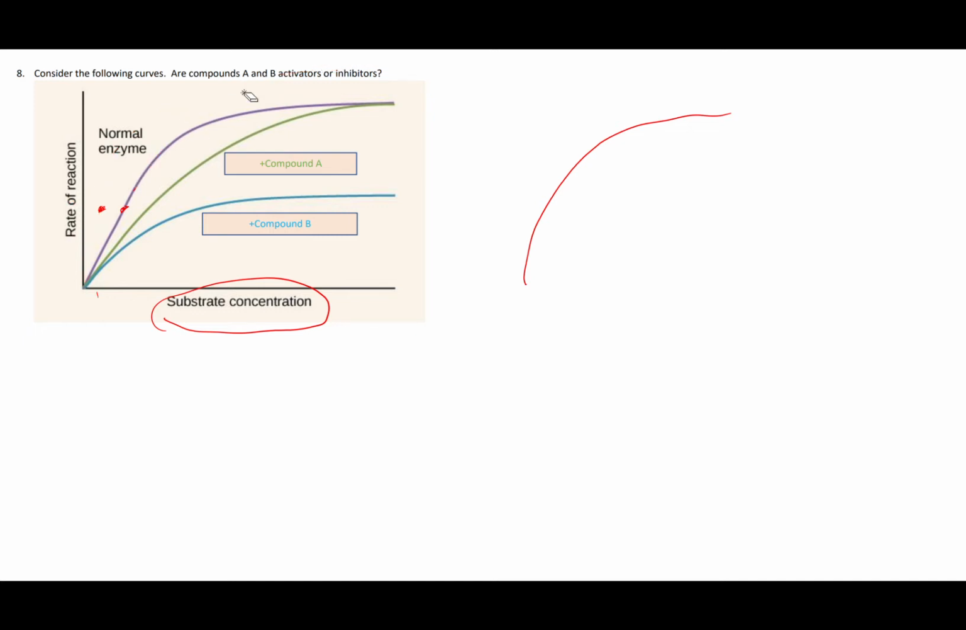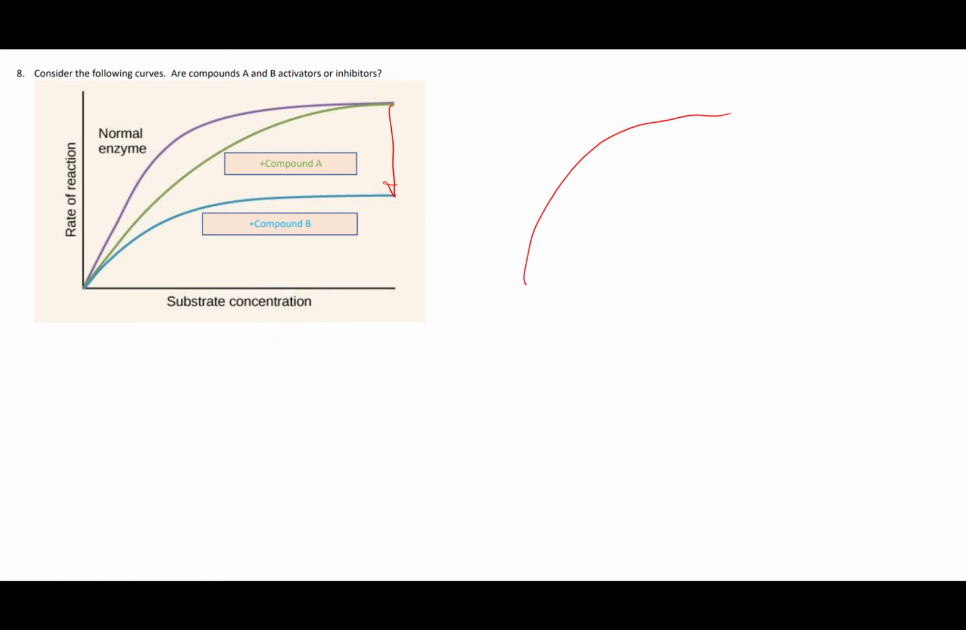Now conversely, I pretty much told you the answer now. Compounds A and B are both going to be inhibitors. The way we know that, well, in this case here with compound B, the maximal velocity or the maximal rate of the reaction that we observe is just lower than we observe in the absence of compound B. So that one's pretty obvious. Compound A is maybe a little less obvious.